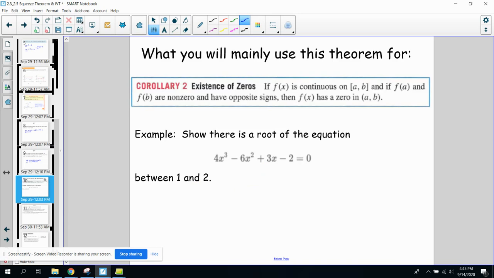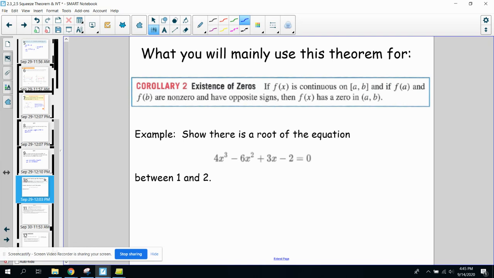Okay, so what will we mainly use this theorem for? It's all well and good that we know that heights are going to be continuous and the temperature is going to be continuous. But really in calculus, we care about the intermediate value theorem to explain the existence of zeros and whether zeros exist or not. So if f of x is continuous on a to b, and if f of a and f of b are non-zero and have opposite signs, then f of x has a zero in a to b.